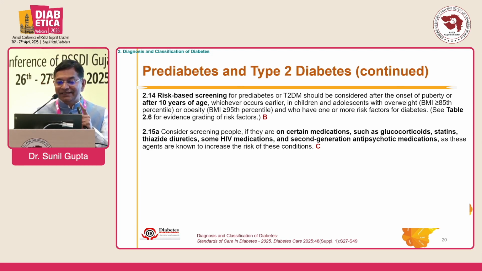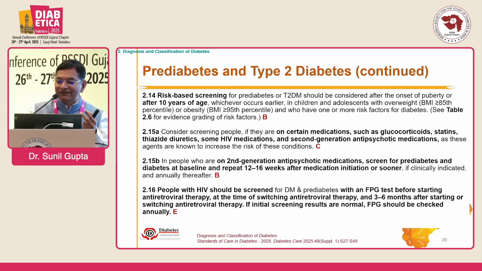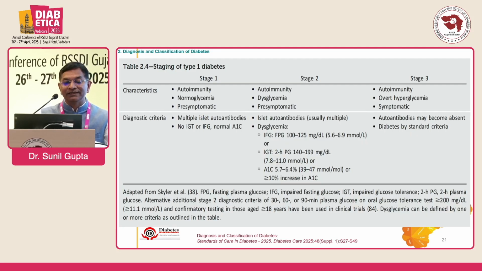Consider screening even patients who are on steroids, statins, thiazide diuretics, HIV medication, or second generation antipsychotic drugs. If someone is on second generation antipsychotic medication, screening for pre-diabetes and diabetes should be done at baseline and repeated after 12 to 16 weeks, that means 3 to 4 months, after medication initiation, and thereafter once a year. Those who are on ART, antiretroviral therapy, should also have a baseline, and you should check their blood glucose every 3 to 6 months.